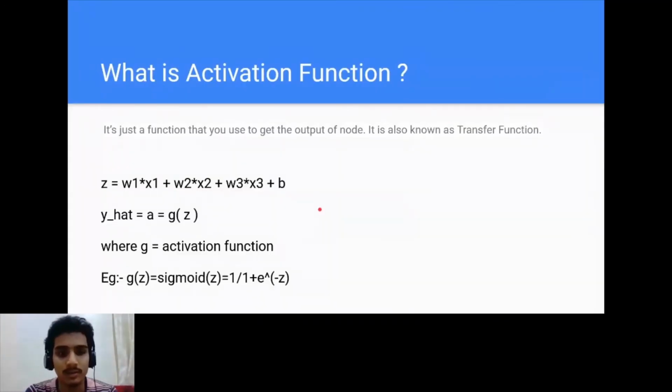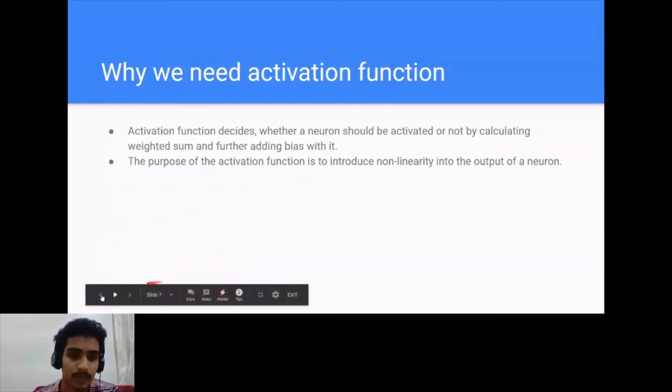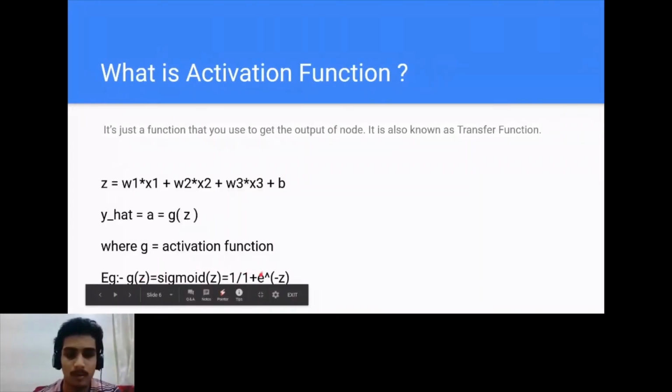It's just a function that you use to get the output of a node. And by node, we mean the neuron that you saw earlier in the earlier images, right? An activation function is also called a transfer function, and there are a lot of types of activation functions. Like earlier in the first session you saw the sigmoid function, which was basically 1 upon 1 plus e to the power minus x. There are a lot of activation functions that we are going to see.